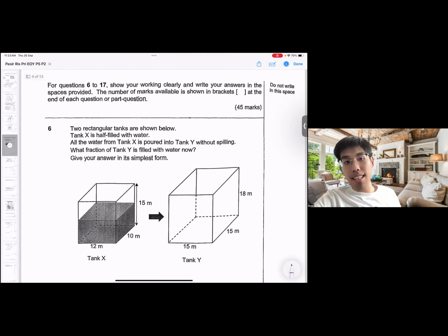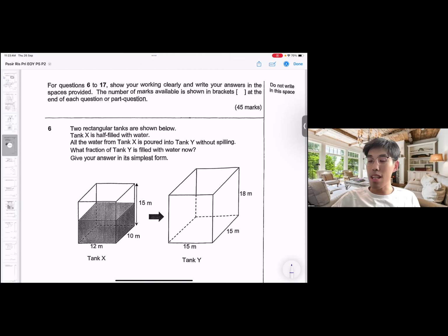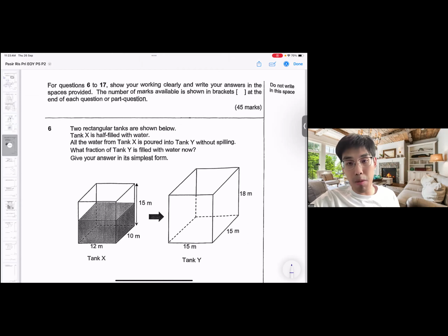Questions 6 to 17 are the problem sum questions. This is the real thing that a lot of people will fall prey to, so listen up carefully. All the workings must be clear. All the plans must be clear. So let's focus on this paper.